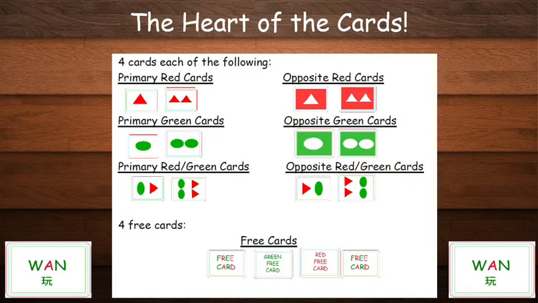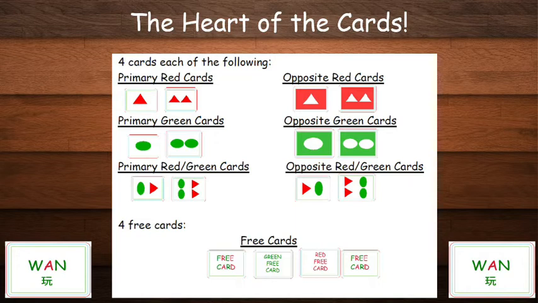The opposite of this one is this one. See that the triangles and the circles are reversed on those cards there. You guys see that? So the opposite of this one, they just reverse the symbols on the cards. Same thing with this one and this one.